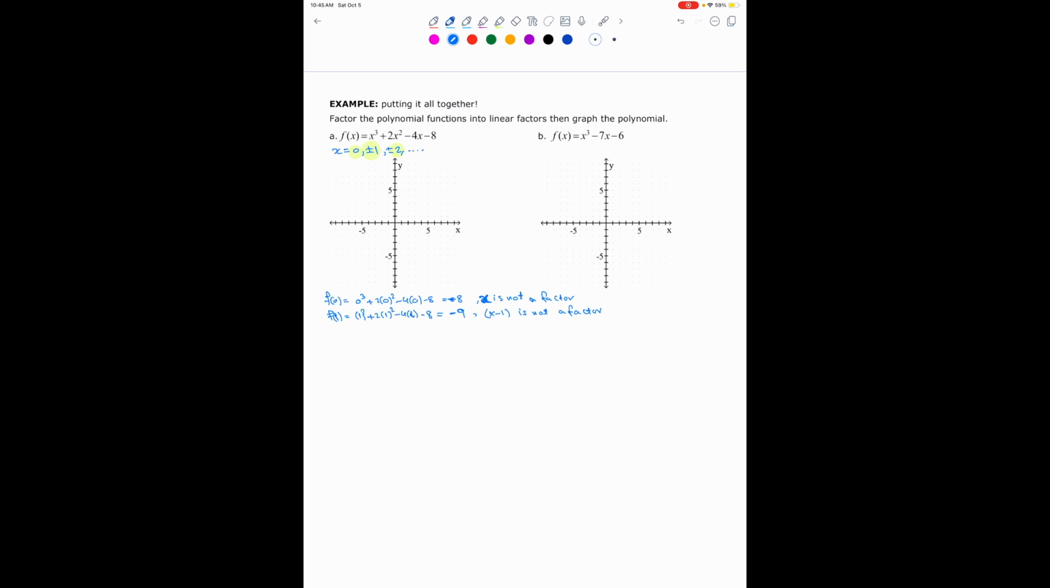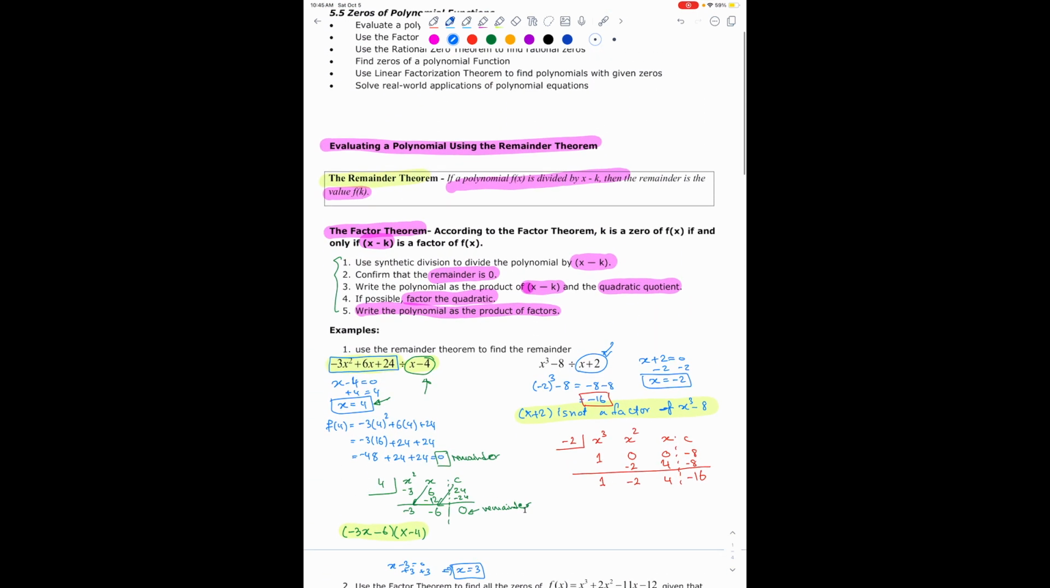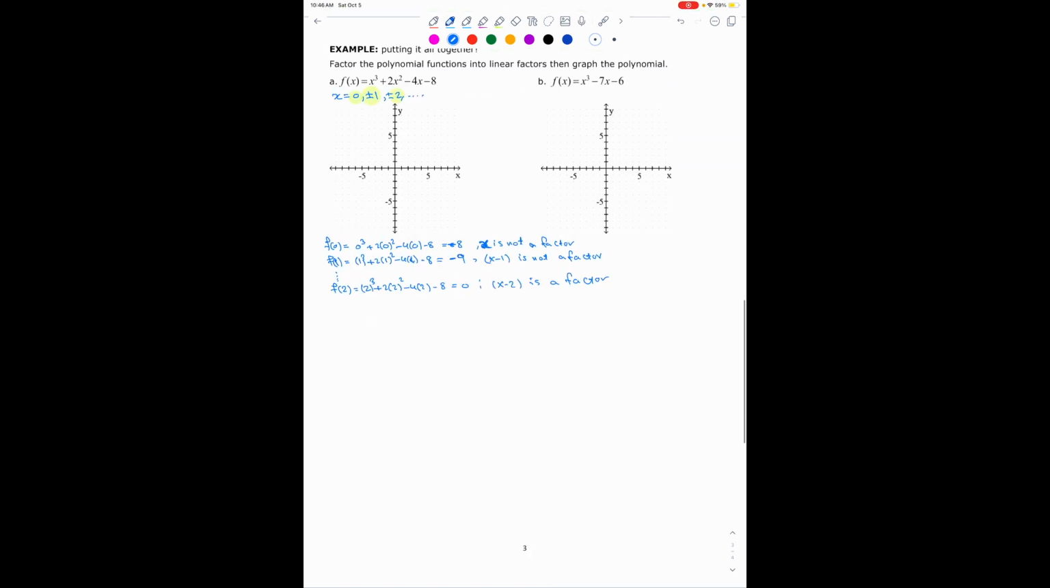I tried f of negative 1 already, and for the sake of saving some time, I'm going to jump to f of 2. So 2 cubed plus 2 times 2 squared minus 4 times 2 minus 8 will be 0, which means x minus 2 is a factor. So we're going to proceed with the factor theorem. So this is basically the remainder theorem, and now we're going to proceed to the factor theorem.